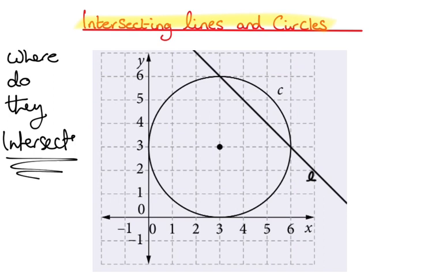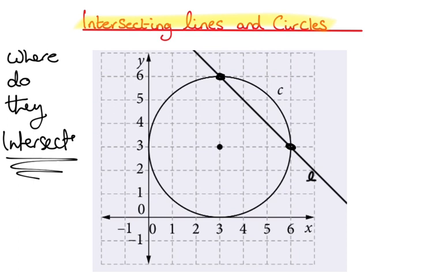Well, look at them and see. Intersecting means crossing. So where are they hitting each other? Where are they crossing over each other? Well, they're crossing over each other in two places. Right there, and right there. Where are those points? Those points are very easy just to read off.